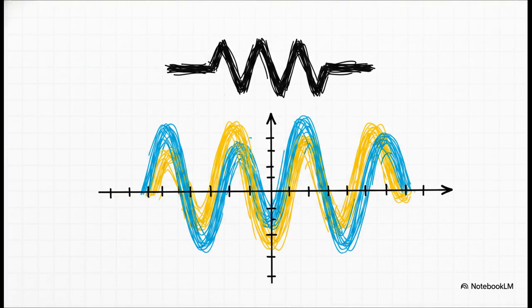When we apply an AC voltage to a resistor, it has a very straightforward personality. The voltage and the current reach their zero, minimum, and maximum values at the exact same time. They are perfectly in phase with one another, making it a highly synchronized relationship.